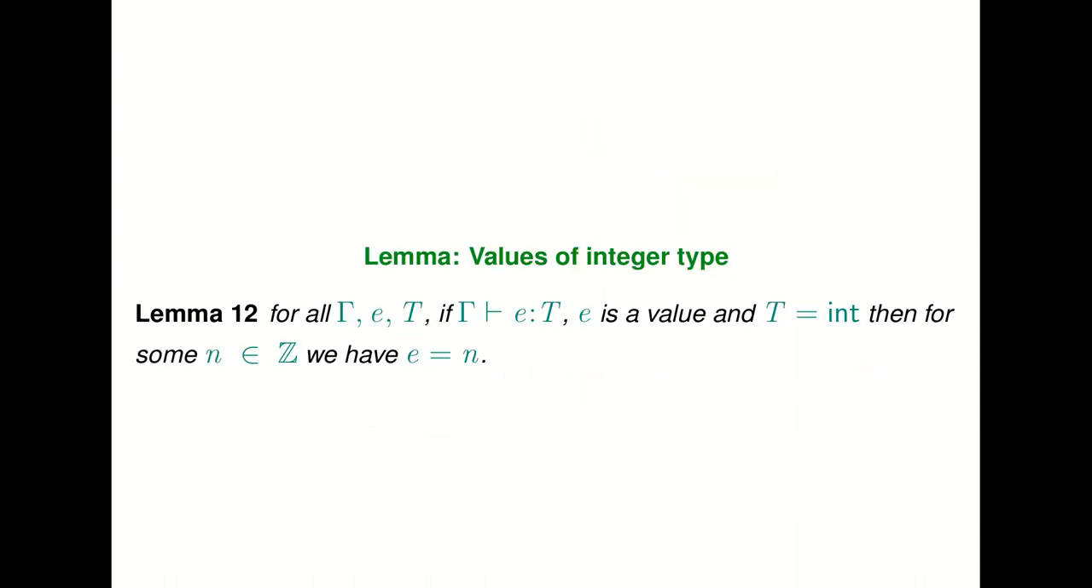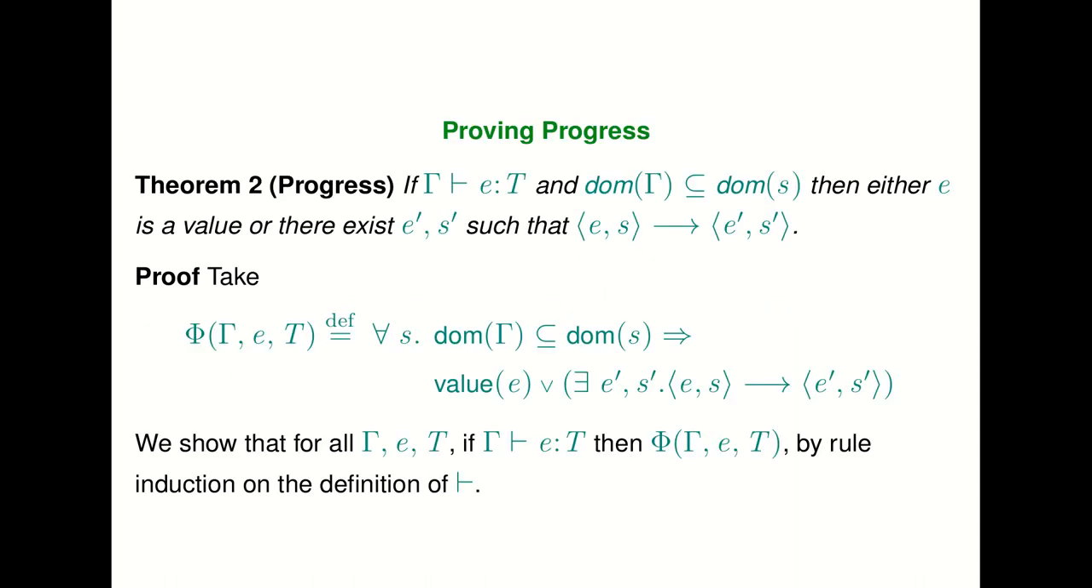And the way you prove that is by doing a proof, you could call it induction, but it's really a case analysis. You look at every single one of the rules, and you see that if T can be an integer, say an if-then-else or an addition operation, then it's not a value. And if it is a value, the only values that have type int are the natural numbers. And so this kind of lemma lets you fill in that gap. But you prove it by looking at every single typing rule.